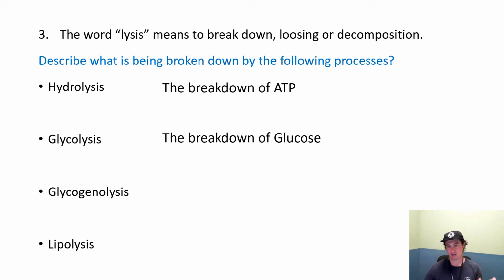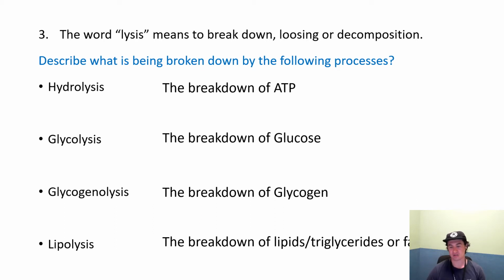Glycogenolysis, so the first part of that word is glycogen. So glycogenolysis is the breakdown of glycogen, and remember that glycogen is the stored version of sugar or glucose, so it's our short-term storage in our muscles and in our liver. And then lipolysis: lipo, lipid, triglycerides, fats. So lipolysis, we're talking about the breakdown of fats. Lipo, you might think liposuction, sucking out fats from a body. Lipolysis, breakdown of lipids, triglycerides, or fats. Any of those three things would be correct and mean fats.